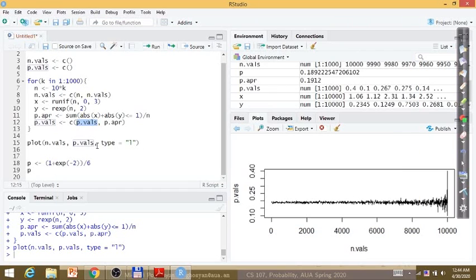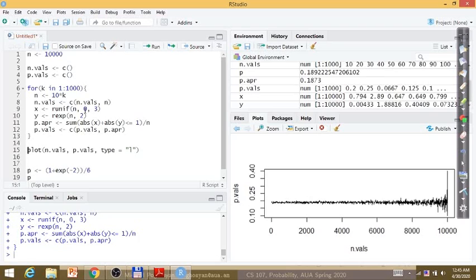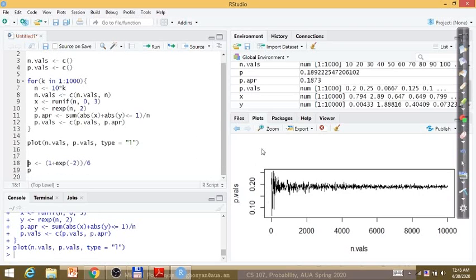I'm not correctly adding, the order is not so correct. So p-vals I'm adding in the following order. First I'm writing n, then n-vals, the old, so 1, so I need to add in this order, so order matters. The new value after the old ones. So let me start from this, and now everything is okay.